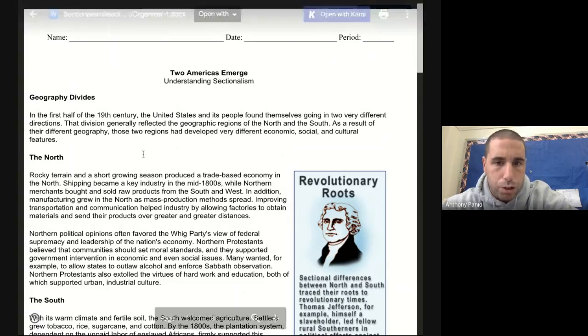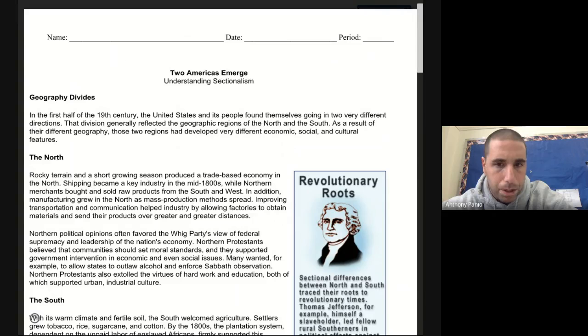The North had rocky terrain and a short growing season, which produced a trade-based economy in the North. This is something we're familiar with. Shipping became a key industry in the mid-1800s, while Northern merchants bought and sold raw products from the South and the West. So this is an example with cotton. Cotton from the South would be sold into the North, and they would use that to manufacture T-shirts, clothing, things along those lines.